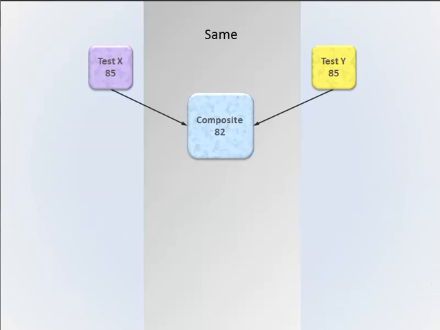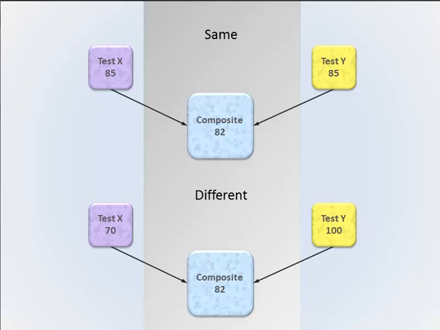Suppose we have two tests, X and Y, and they form a composite score. In this case, the individual scored the same on both X and Y, 85. The composite score is 82. You'll notice that the composite score, 82, is slightly lower than 85. This is because the composite score is always further from the mean than the average of the test scores that make up the composite. In this case, both scores are the same, and so most clinicians don't think very much about it and just interpret the composite score.